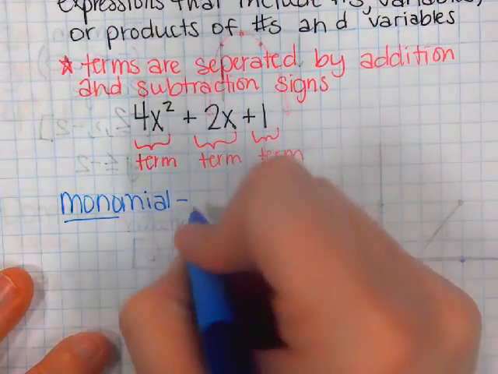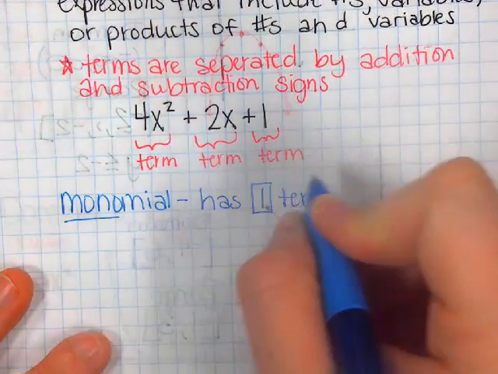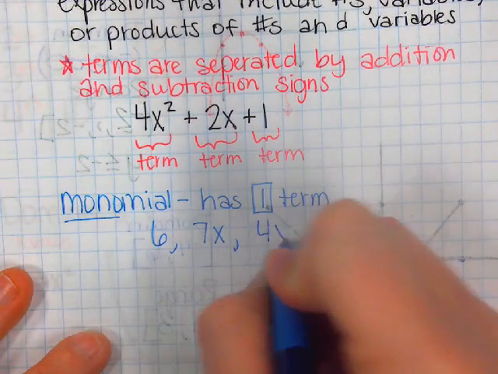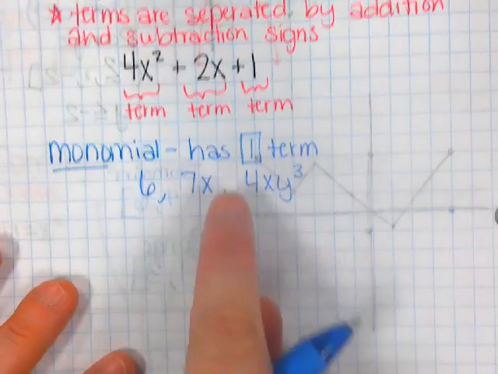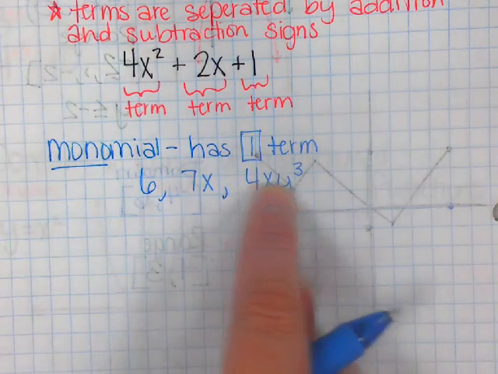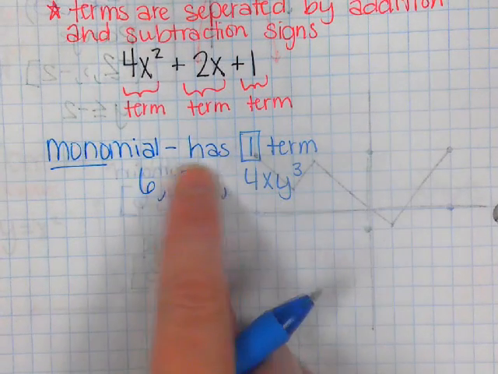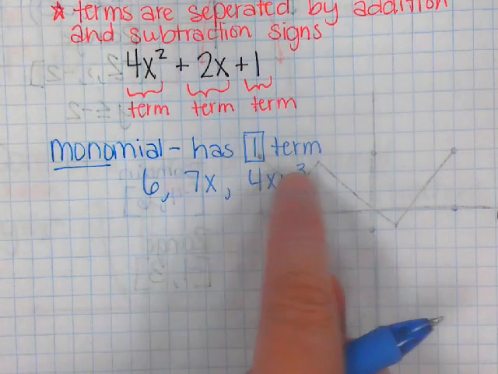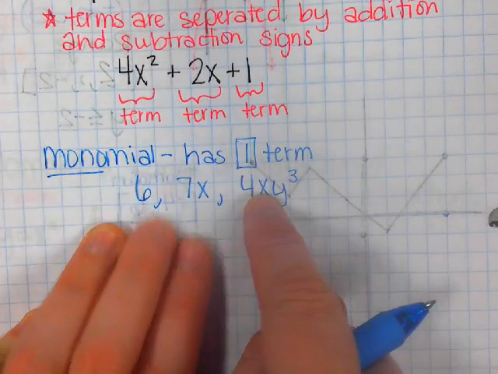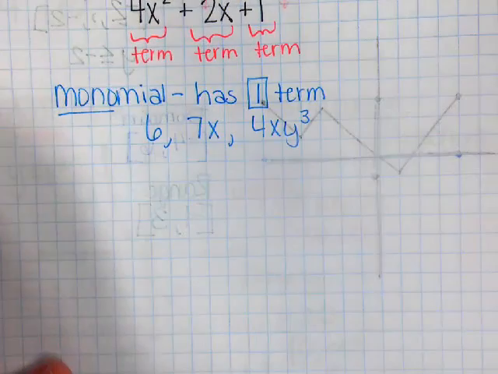So a monomial, mono means one, so mono has one term, like 6 or 7x or 4xy cubed. Notice it doesn't matter how many letters, numbers, or variables are in that term, it's still just one term. So since there's a 6, a 7x, or a 4xy cubed, these are all separate examples. So this is example 1, example 2, example 3. Since all three of them do not have an addition sign, they're all monomials.